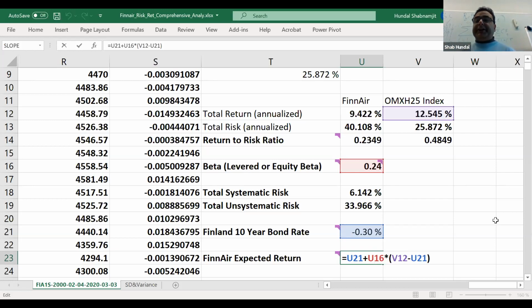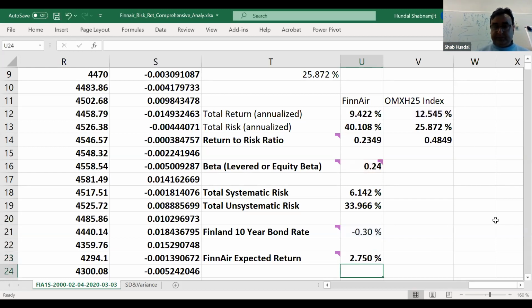So the formula is U21, the risk-free rate, no risk, 10-year bond, plus beta, which you calculate by the slope function, multiplied by the market return, which is 12.545, minus the risk-free rate again. And that gives us how much? That gives us 2.75%.